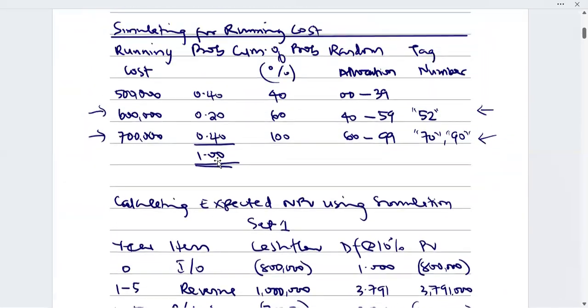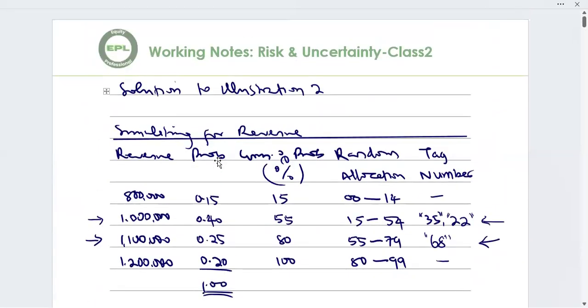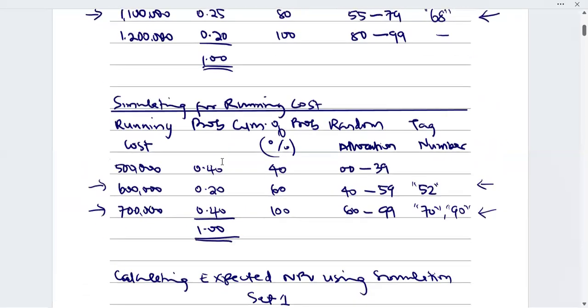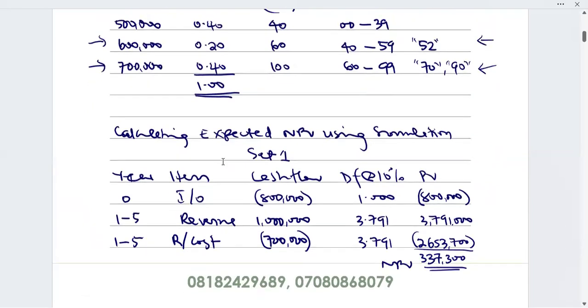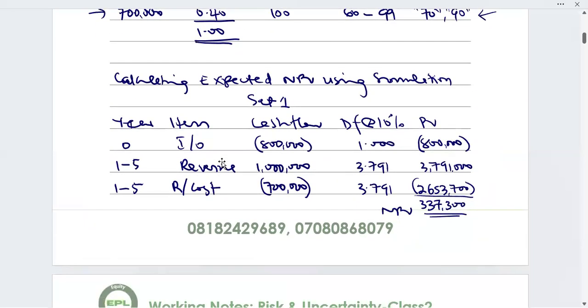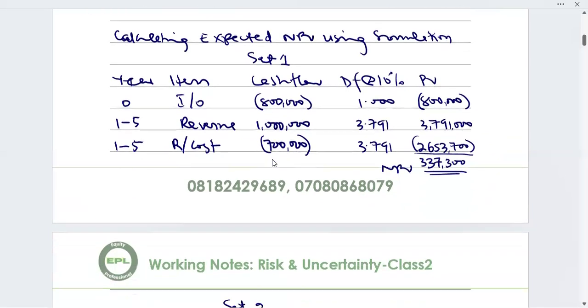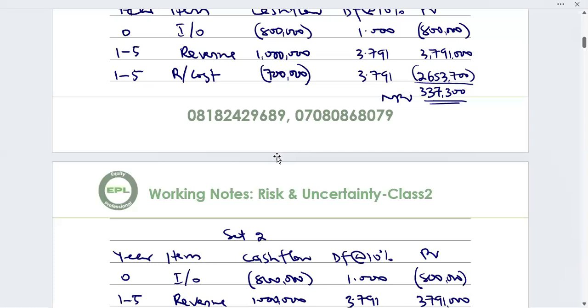The most important thing is for you to know how to simulate. Once you know how to simulate, every other one is straightforward. The one thing about simulation is that you are picking the numbers randomly based on the random number or tag number given to you. So it's not something that is direct. You must know the techniques to be able to determine your expected value. All right, so that's the end of simulation.